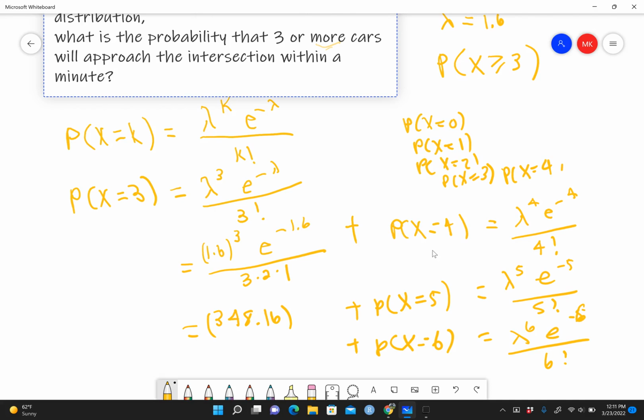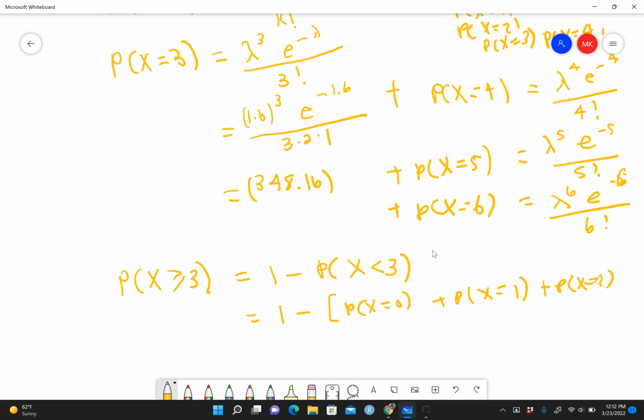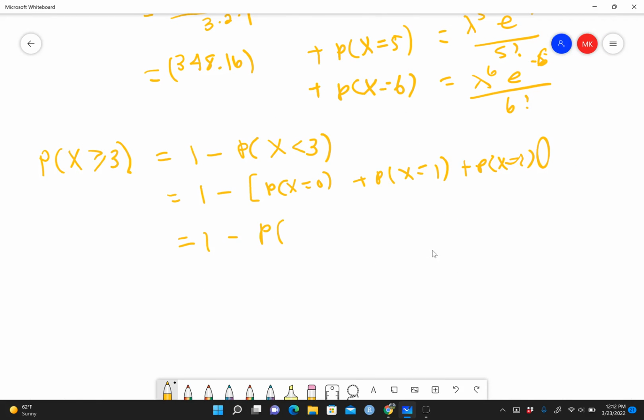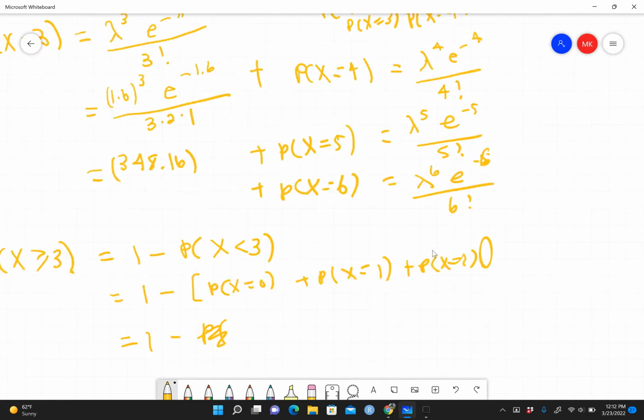Or you could do it by using the complement and say, well, the probability that x is greater than or equal to 3 is the same as 1 minus the probability that x is less than 3. Right? Because all probabilities have to add up to 1. And in this case, it might be easier. You can say it's 1 minus the probability that x is equal to 0 plus the probability that x is equal to 1 plus the probability that x is equal to 2. So that might be an easier way to do it. And so then you will get 1 minus the probability that x is equal to 0. Now you're going to plug in for 0, so it's going to be lambda to the power 0.